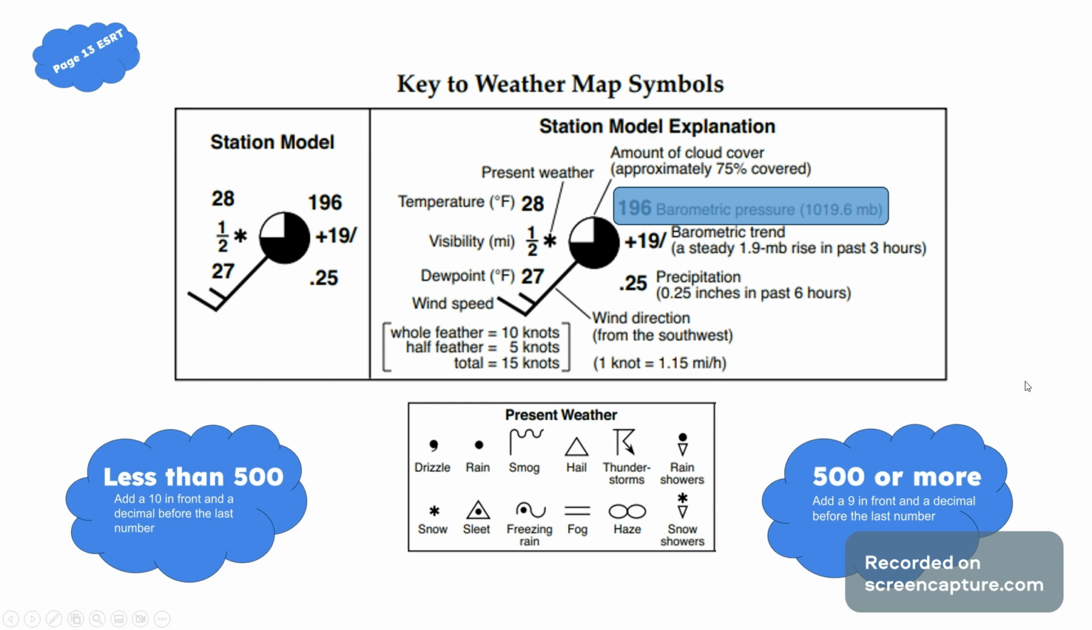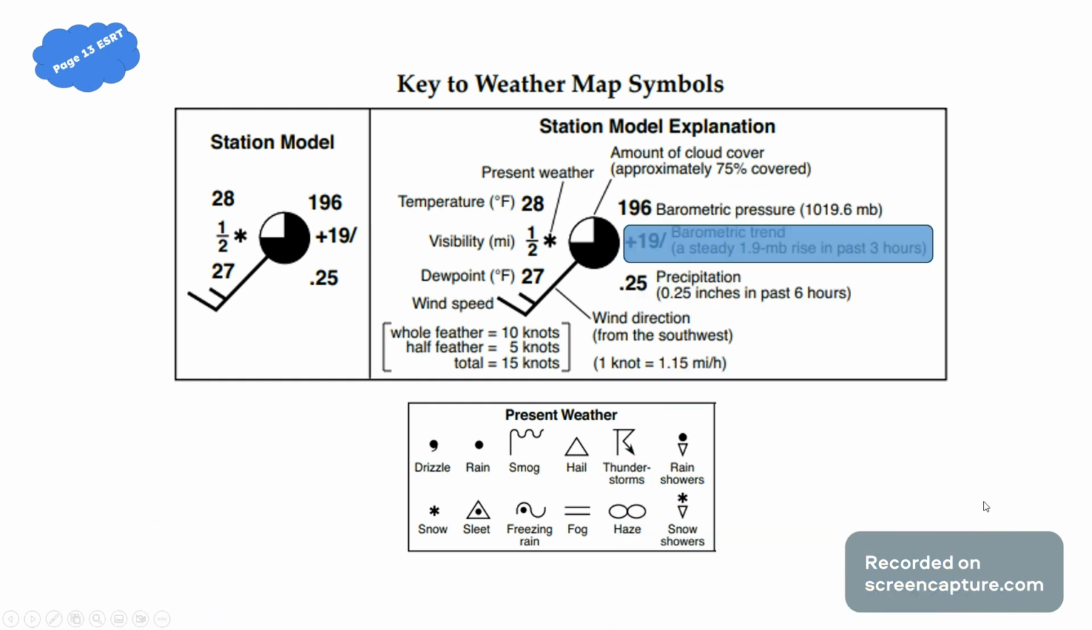millibars. Now, if you had a number in the top right that was 500 or more, it's a similar process. However, this time you're just going to add a 9 in front, and you're going to continue to add a decimal before the last number. So when it comes to barometric pressure, you are going to follow one of these 2 rules in order to gain the actual barometric pressure reading and not just the 3 numbers on the station model.